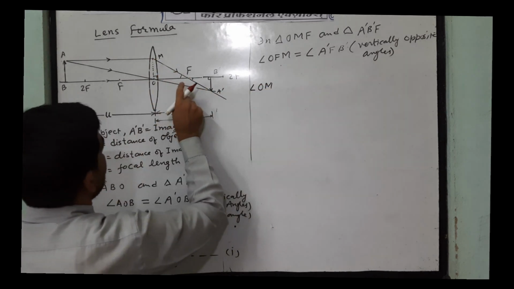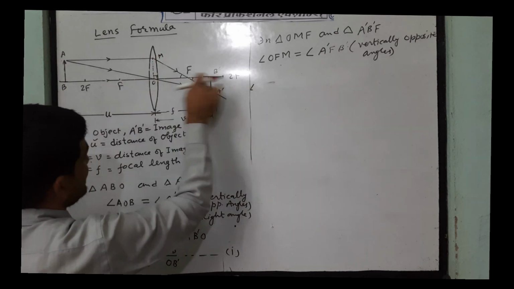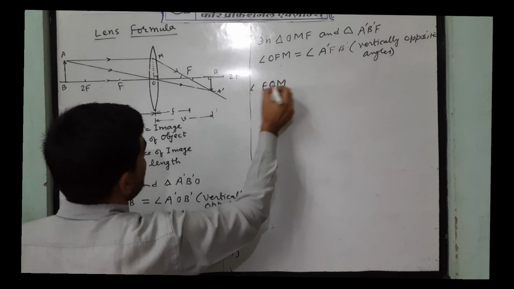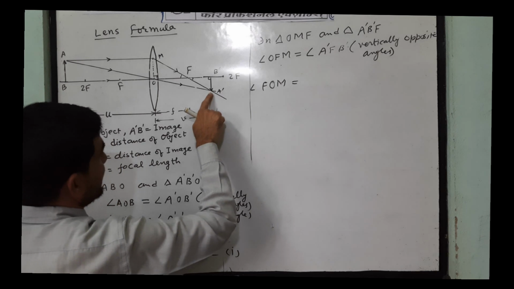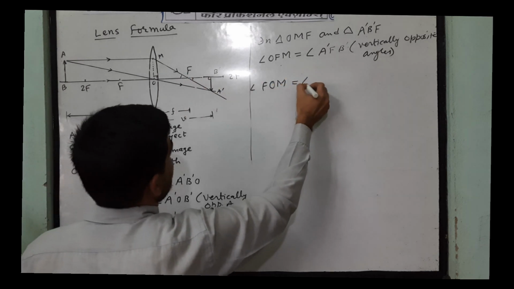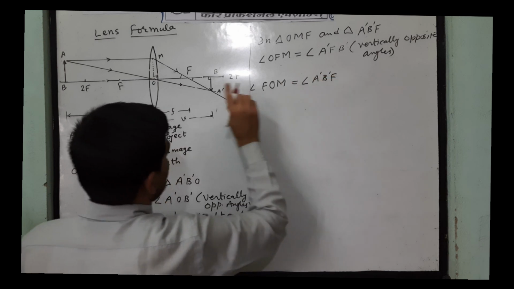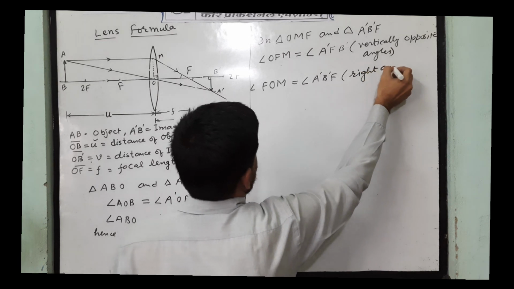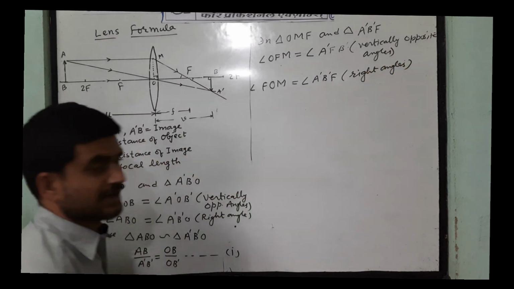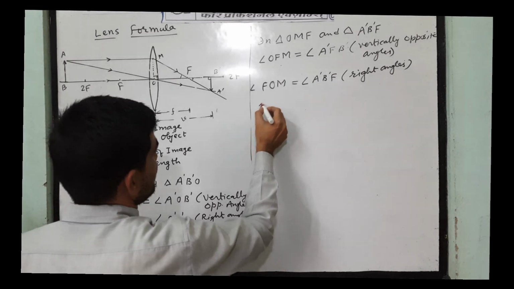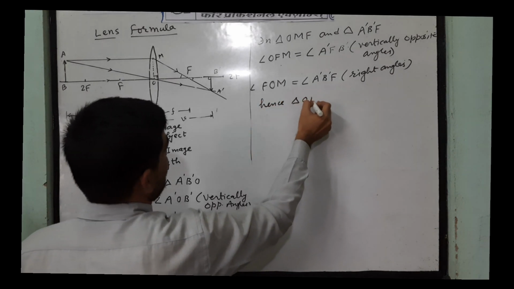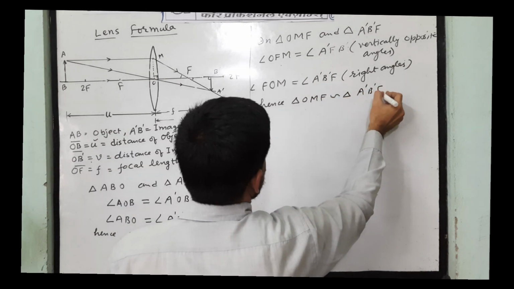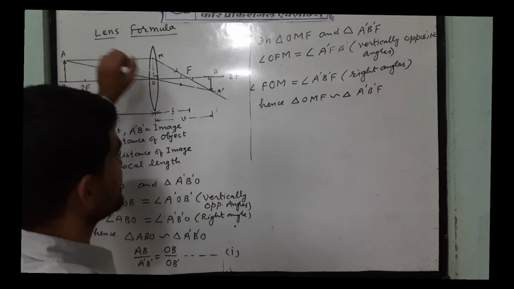Angle, this OM is perpendicular to this, so we can say the angle FOM will be equal to A prime B prime F. Here these two angles are right angles, right? Hence these two triangles are also similar. Triangle OMF is similar to triangle A prime B prime F.